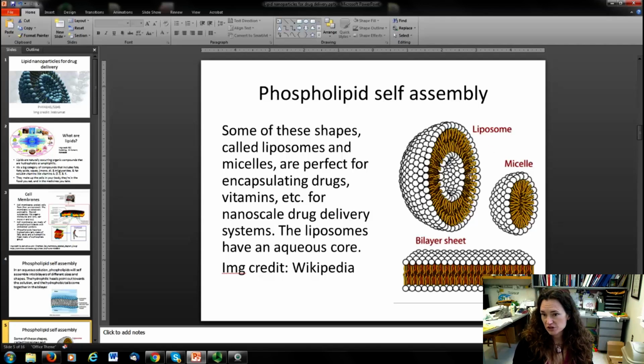The liposomes, as you can see, have an aqueous core, so you can imagine that you could mix the drug in with the aqueous solution, and then the drug in the aqueous solution would get encapsulated in the inside of the liposome. Okay.